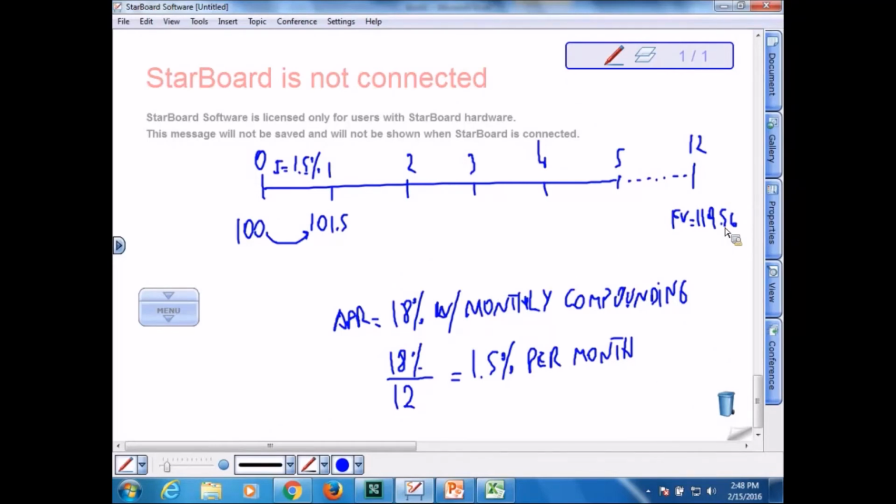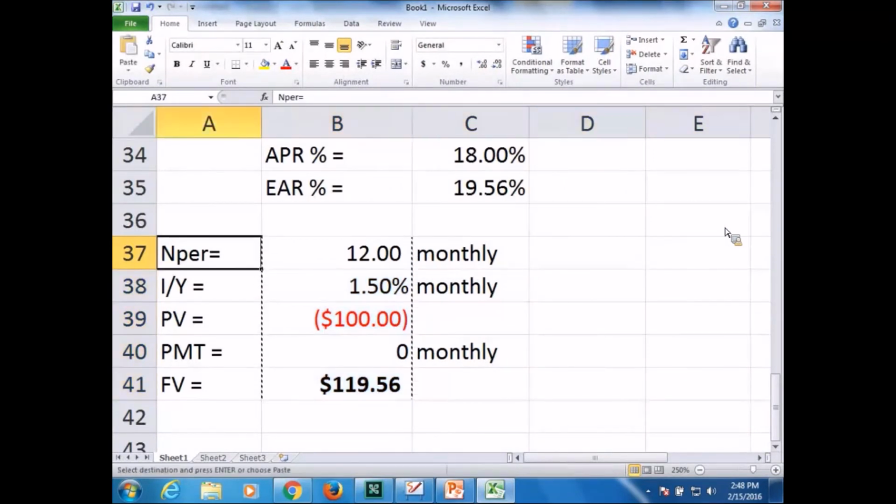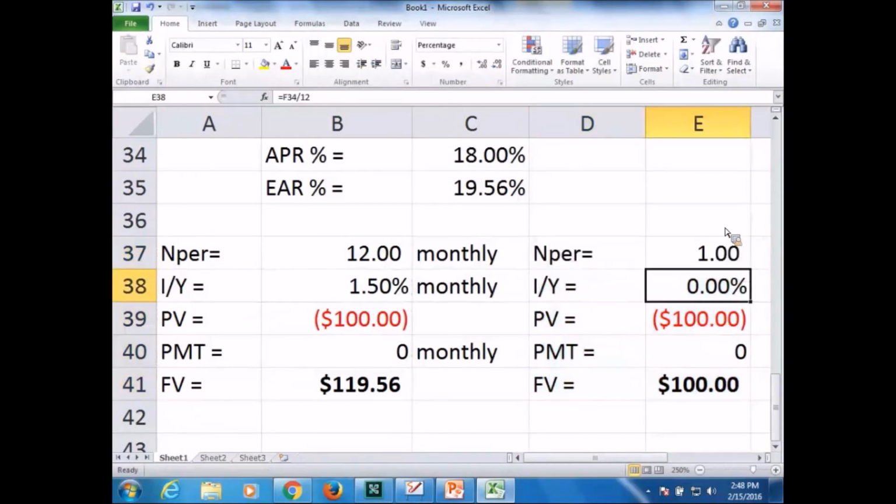Let's do the same situation here, but with annual compounding. Notice that the rate we just found, the 19.56, I'm going to use as our interest rate, and we're going to grow for 1 year. 19.56% per year with annual compounding. My original $100 becomes 119.56. So when you do it that way, you still have to go with the actual effective rate versus the APR. Exactly. You have to find the effective rate first.